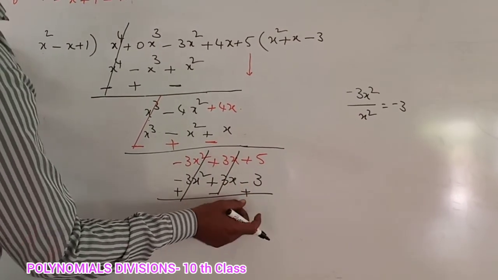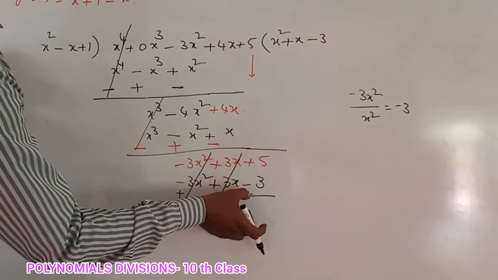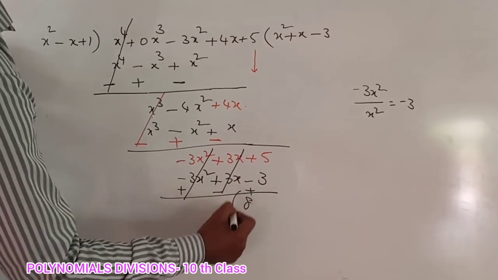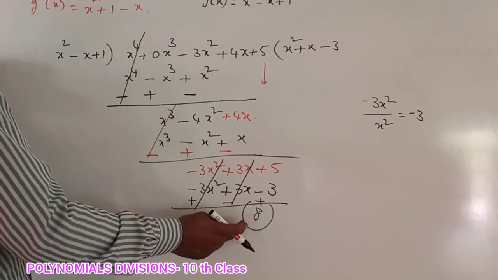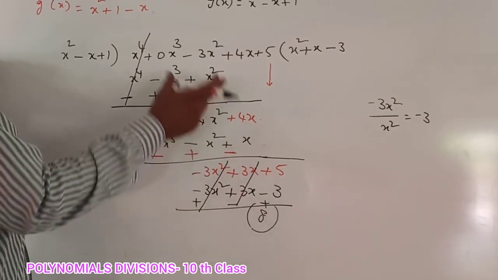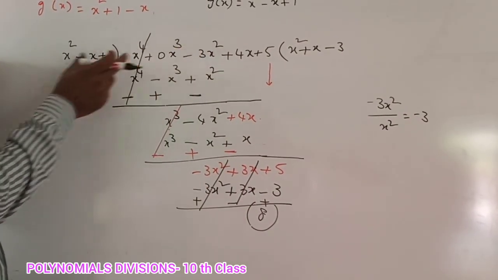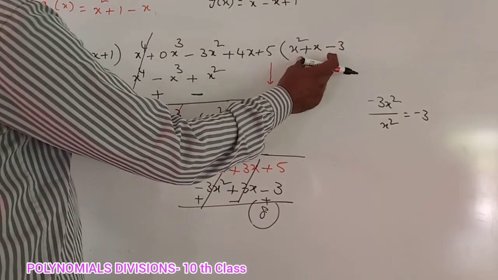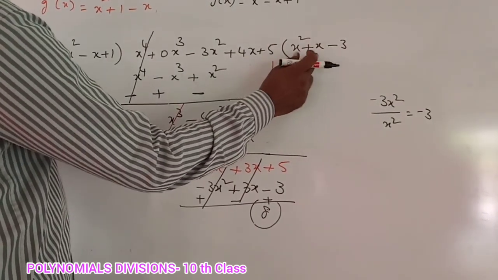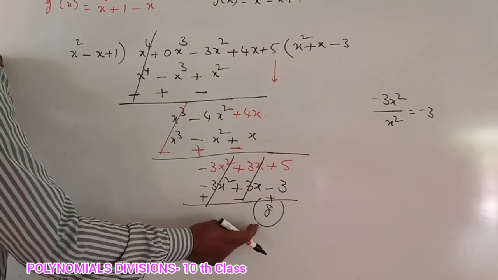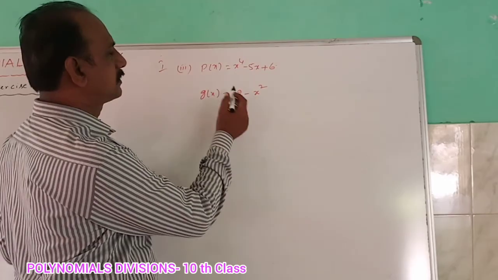5 plus 3, here plus symbol. 5 plus 3 is 8. It is a remainder. So it is a dividend, it is a divisor, it is a coefficient. Coefficient value, what is that? x square plus x minus 3. Remainder value 8.